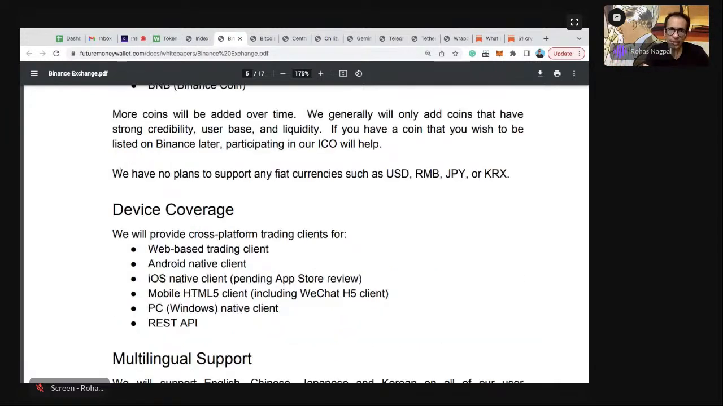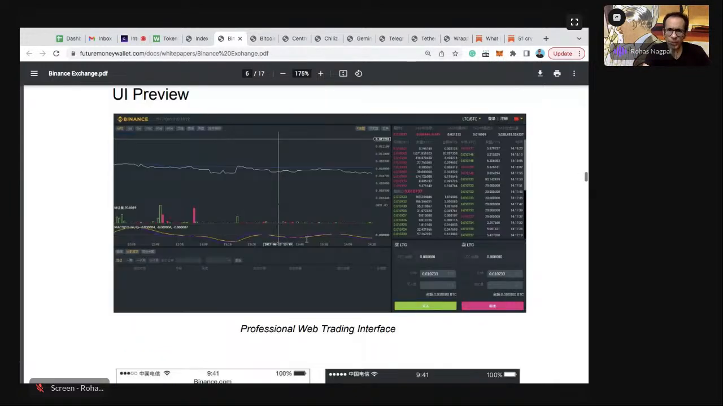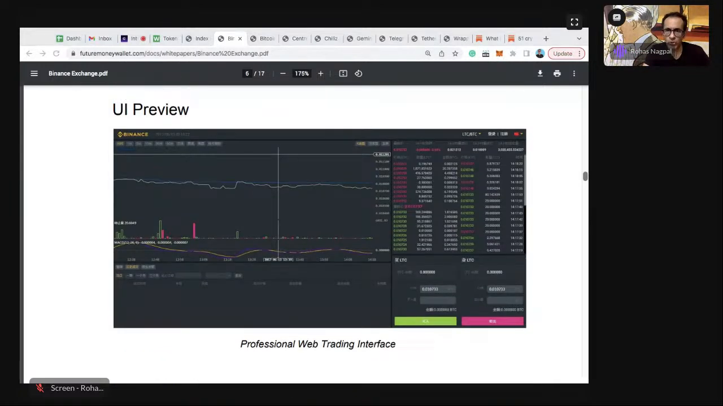And they said that they had no plans to support fiat currencies. Later, of course, they came out with their own stable coin also. They just explained what they're building. They gave a preview of their user interface. Why this was important is because they were amongst the first crypto exchanges. So they wanted to show people that the way you are able to do stock trading, you can do the same thing for crypto. That was one of the most important things that Binance did. So I would say, again, this is a good white paper to read.